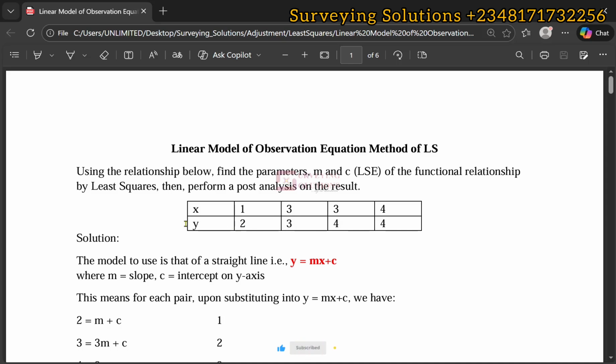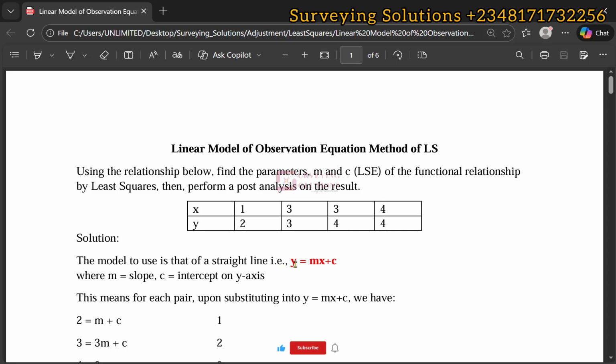by finding a functional relationship between y and x, such that we establish the relationship y equals mx plus c. We should find the parameters, m and c, that are the least squares estimate of the functional relationship in this set of observations, and then also perform a post analysis on the result. The model to use is that of a straight line, which says y is equal to mx plus c, where m is the slope or the gradient, and c is the intercept on the y-axis.